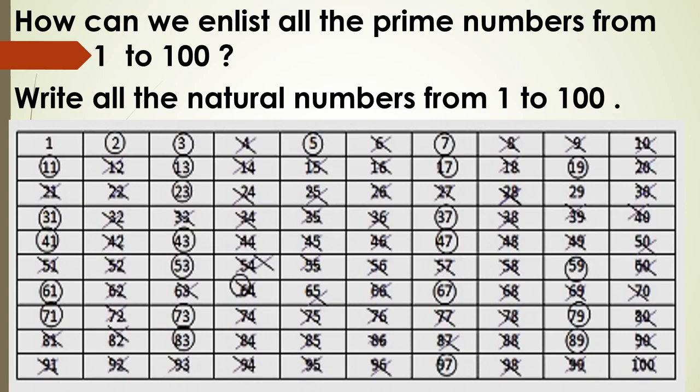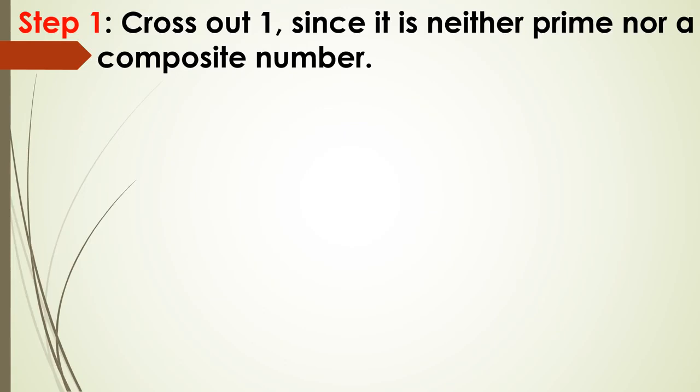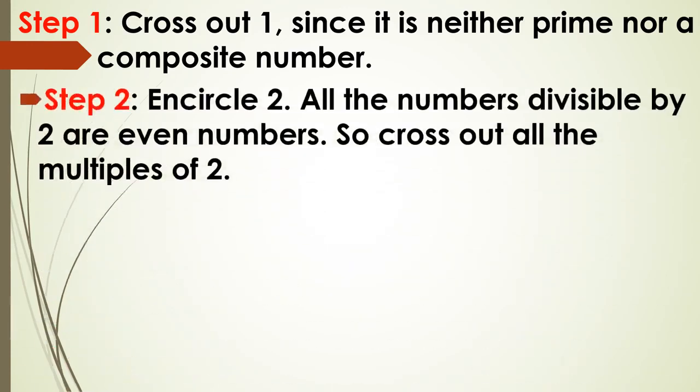So you have to leave 1 as it is. Okay. Leave it. Now what will you do? Step 1 is cross out 1 since it is neither a prime nor a composite number. That we have done. Now see step 2. Encircle 2. Second number is 2. Second natural number is 2. Encircle 2. 2 is a prime number that you all know.